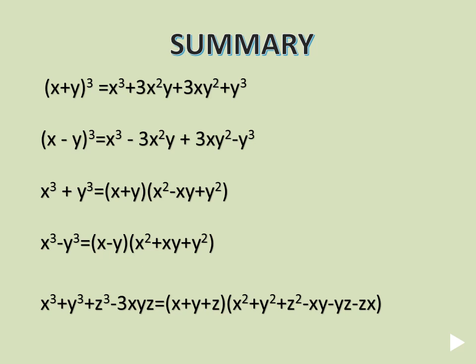But when it comes to (x minus y) whole cube, what is the change? Only the sign. The second term and the last term, that is the fourth term, will get minus. Plus, minus, plus, minus. See and compare. All the terms are the same. See, the first expansion has x cube, the second expansion also x cube. 3x square y is plus in the case of (x plus y) whole cube, but in the case of (x minus y) whole cube, it is minus 3x square y. Similarly the third term, both are plus: 3xy square. Then plus y cube and minus y cube. So the terms are the same, only the sign changes.